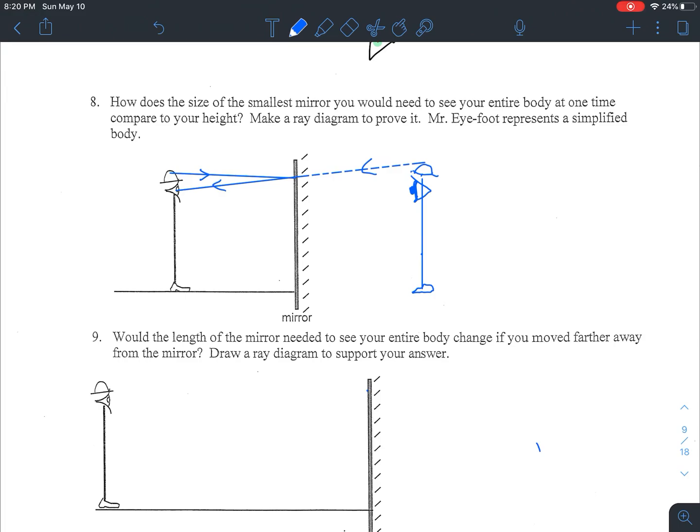Same thing with the foot. What we could do is measure a different distance from his eye to his foot. Find the midpoint of that, right? And I'm just estimating here. And that's where that intersection would be of the light coming off his foot and then going into his eye.